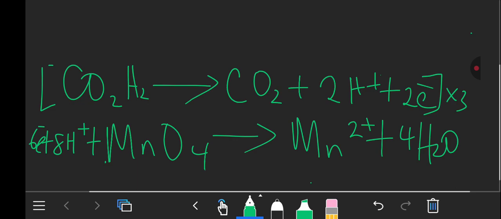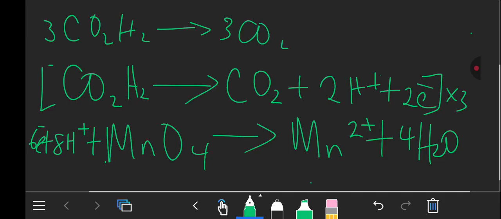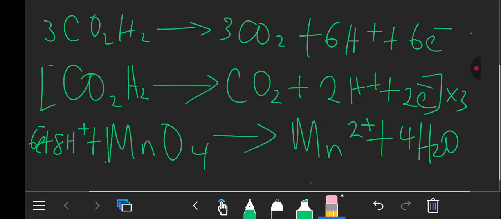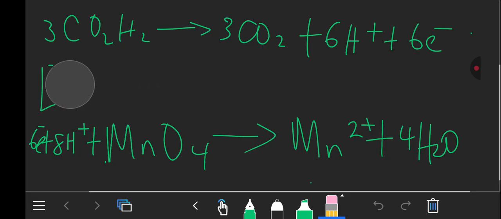So for the second reaction, this is what you're going to have: 3 times CO2, so you're going to have 3 CO2, then H2, giving 3 carbon dioxide there, plus this one will be 3 times 2 hydrogen ions, that is 6 hydrogen ions, then plus 6 electrons. So I get rid of this middle part.